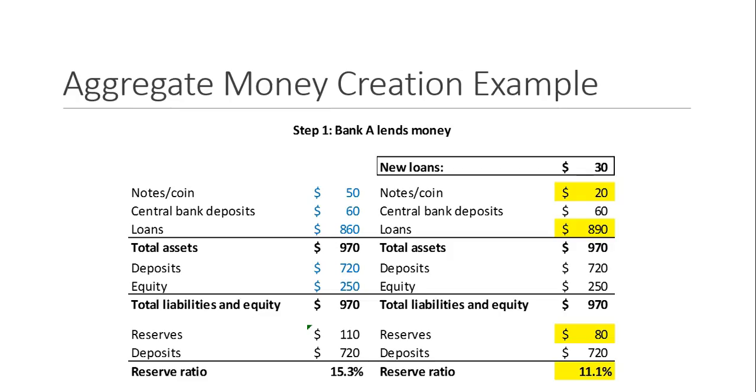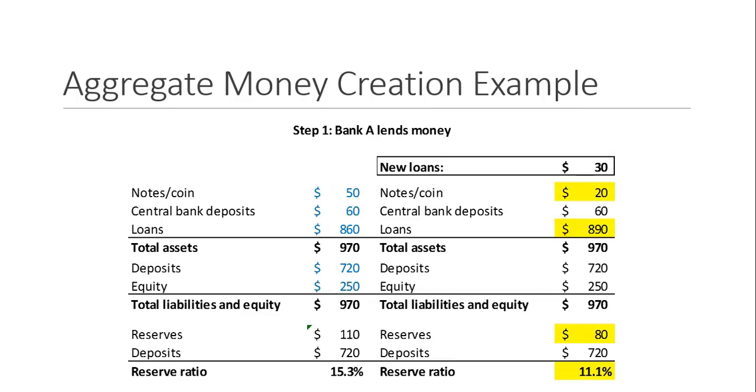So let's look at an aggregate money creation example. This is going to be a few slides. In step 1, Bank A makes a loan, and we've already seen this same transaction a few slides back in part 1. Bank A makes a $30 loan, so notes and coin go down by $30, getting to a new balance of $20. Loans go up by $30, a new loan balance of $890. No change in total assets, simply a change in composition.